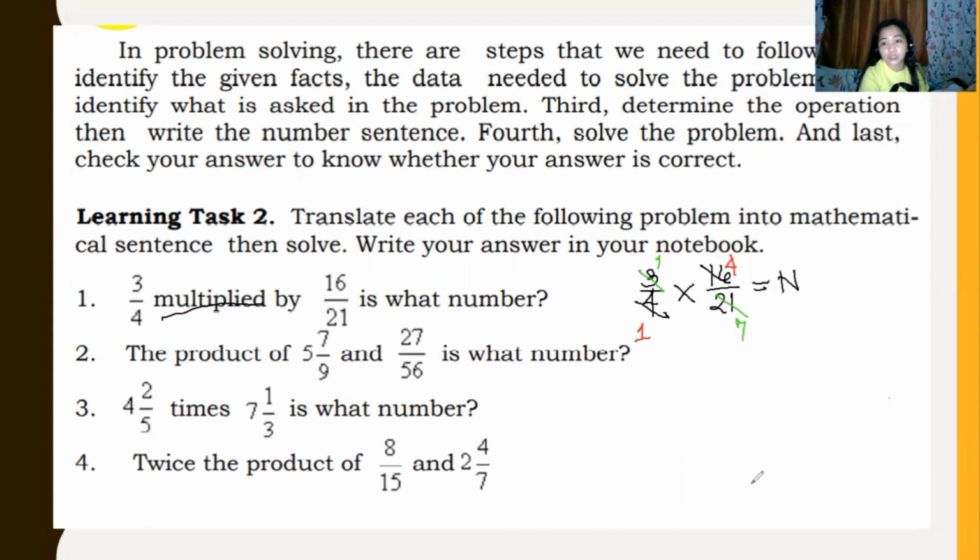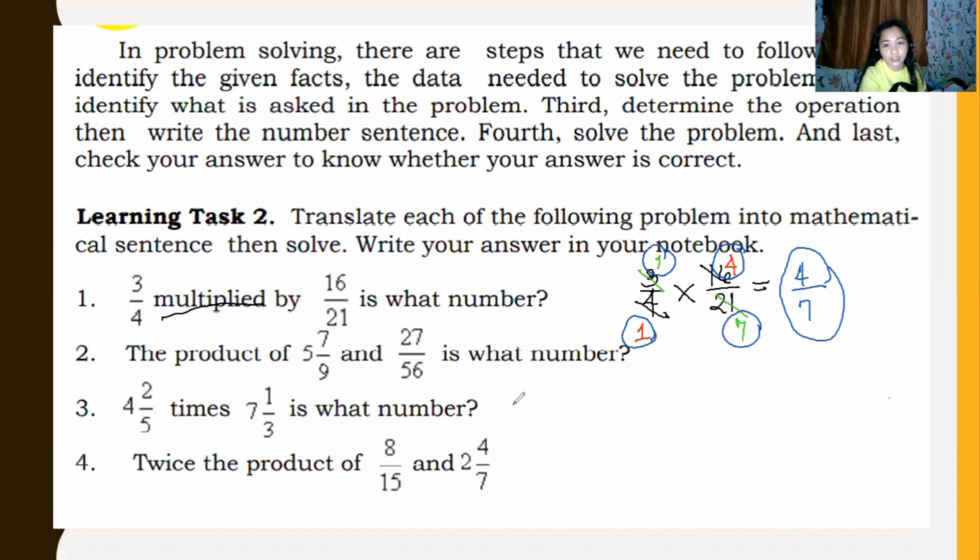Now, let us proceed to multiplication. We have 1 times 4 is, of course, 4. And then 1 times 7 is 7. Therefore, the answer is 4 sevenths.